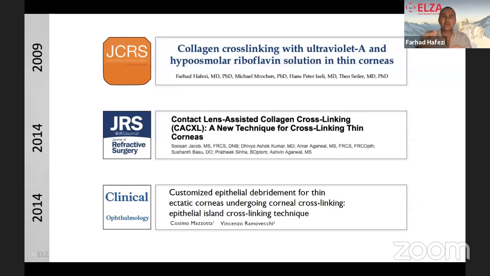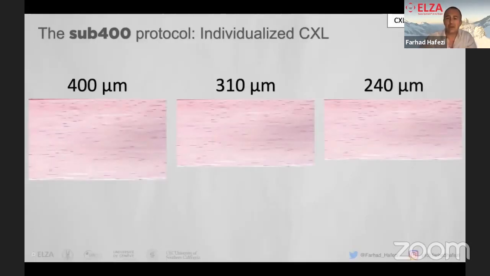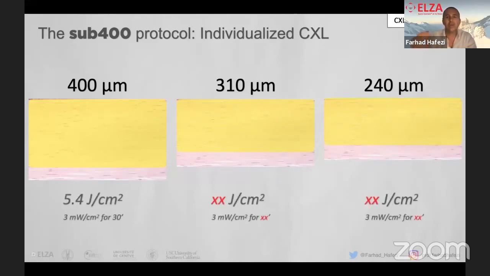And Cosimo Mazzotta's method is also sometimes problematic because you have a haze, a pattern of haze over the areas of epithelium and no epithelium. All these methods modify the thickness of the cornea. We started individualizing the fluence, which means depending on how thick the cornea is, only the stroma, we adapt the fluence in every single patient. This is not customized cross-linking. This is individualizing one uniform fluence over the entire cornea.